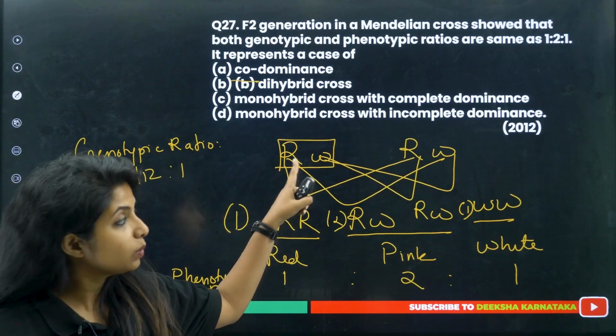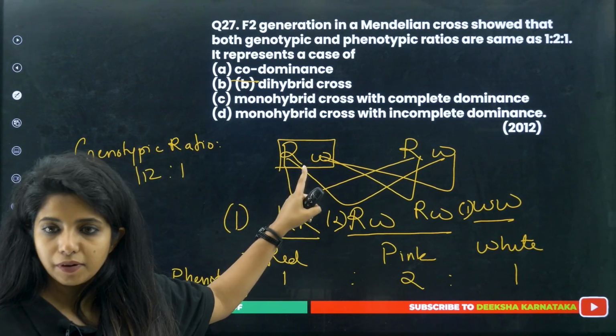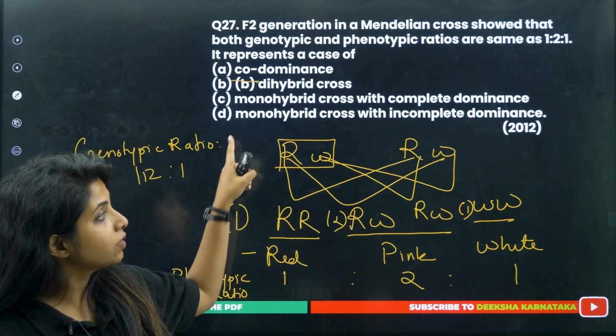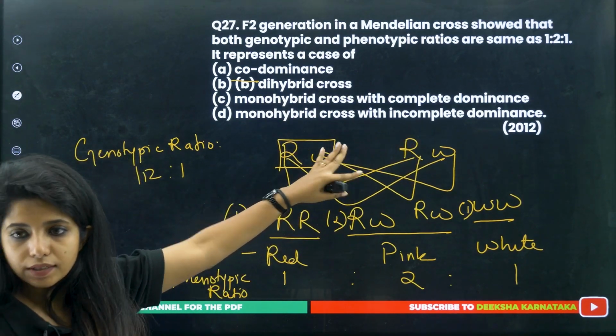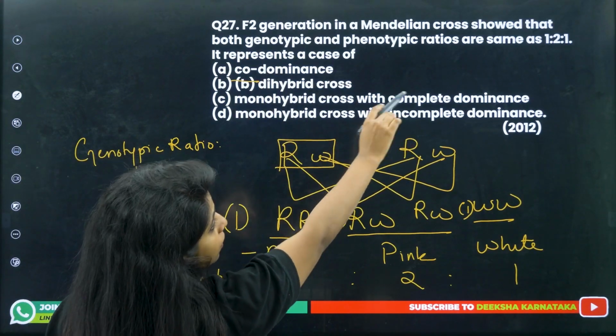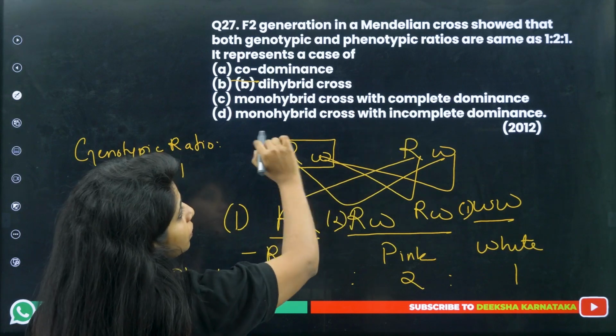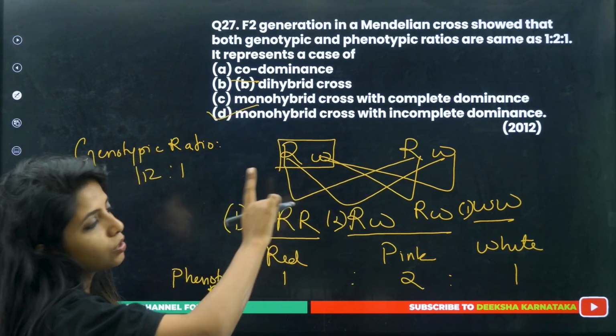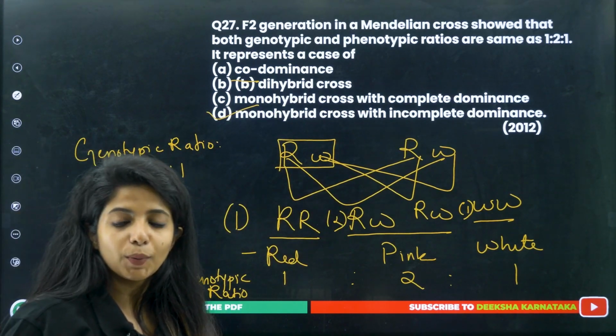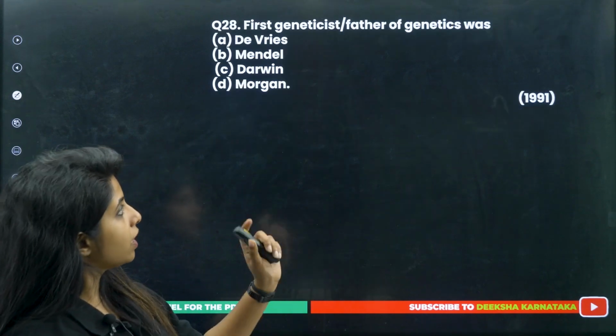See, there's only one trait with heterozygous condition. This is known as monohybrid. So this is monohybrid cross, and they are showing incomplete dominance. So F2 generation in the Mendelian cross showed that genotypic and phenotypic ratios are 1:2:1. This is for them. This is your 27th question. I hope you got your answer.